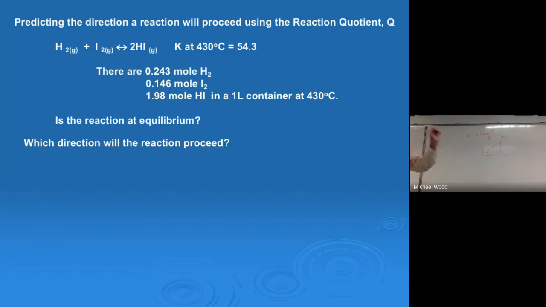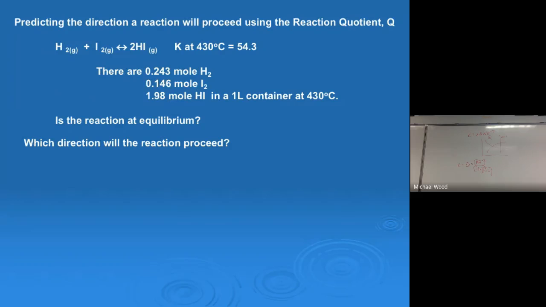So we do Q just like we do K. So the way I'm going to write this out is K just like I would Q. In terms of writing it out, it's going to be the same. So I'm going to have HI squared over H2 times I2. So I'm doing the same thing. In terms of, I'm saying the way that I wrote out K is the way I'm going to write out Q.